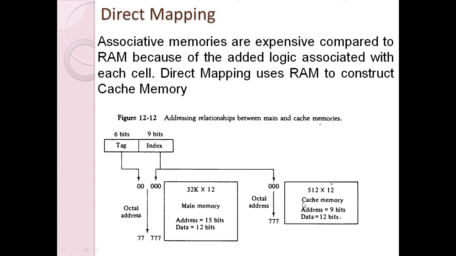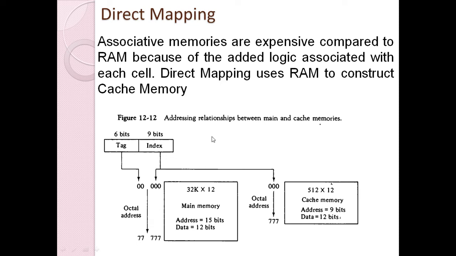So I'll take a smaller cache having 512 words. Each word has 12 bits, so data length will be 12 bits, but the address length of this cache will be 9 bits. These are the octal representations, where each digit represents 3 bits. This 777 means 111 111 111. So this is the octal representation of a 9-bit address, 3 digits in octal. Similarly, here the octal address is of 5 digits, which makes 15 bits.